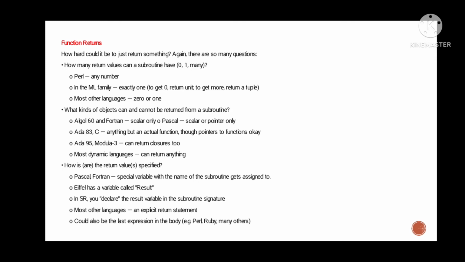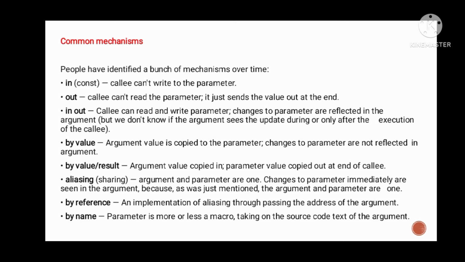What kinds of objects can and cannot be returned from a subroutine? Algol 60 and Fortran: scalar only. Pascal: scalar or pointer only. Ada 83 and C: anything but an actual function, though pointers to functions are okay.